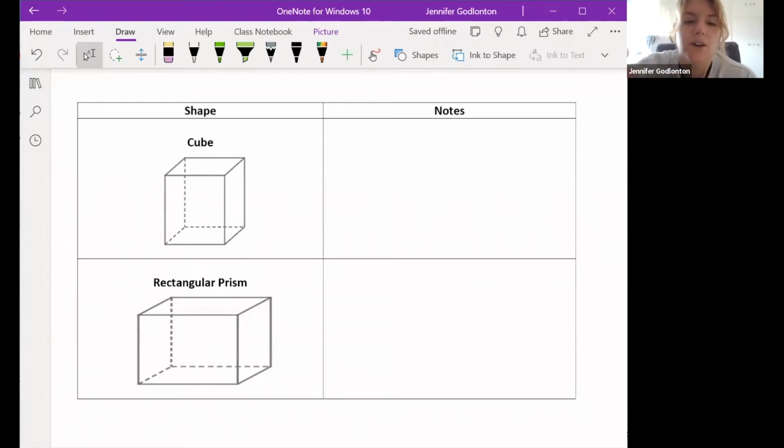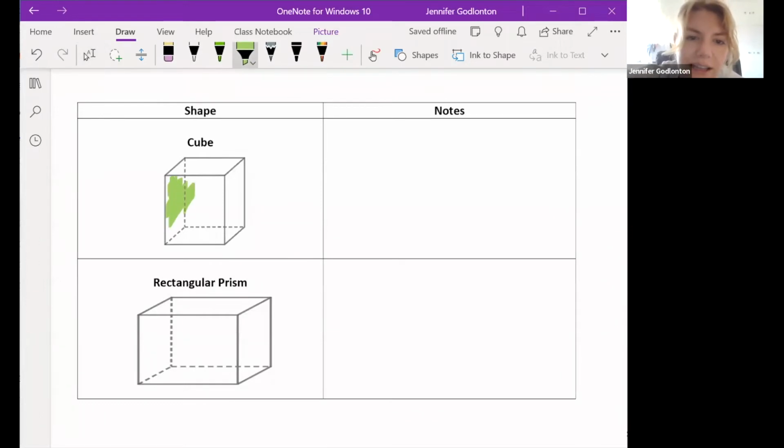So when I look at this cube, how many sides does a cube have? Think about a dice. How many sides does a cube have? Great, exactly. Yes, it has 6 sides. Beautiful. And if it's a cube, all of my sides would be the same as each other.